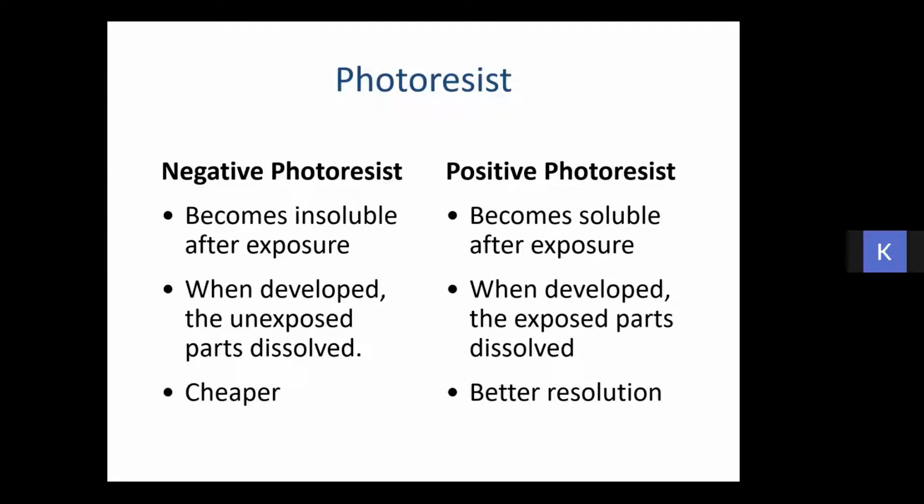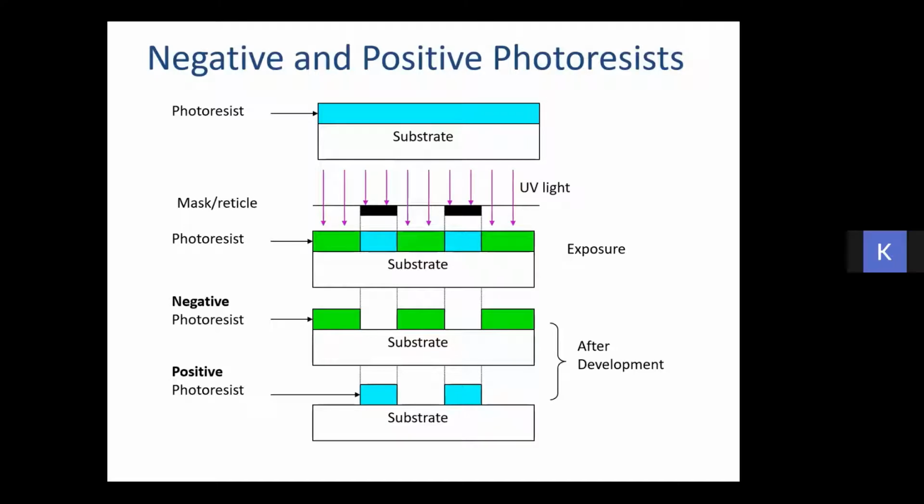But whenever we are going for a nanometer range dimension, then positive photoresist will always be the better solution. Okay. Now, we are differentiating the thing again in a pictorial form.